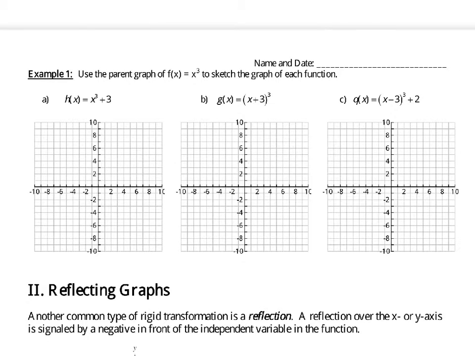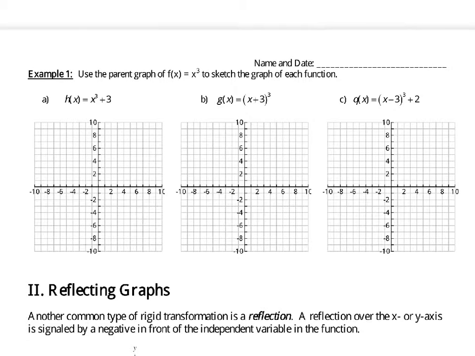Example 1 asks us to use the parent function f of x equals x cubed to sketch the graph of the given. Now, the first thing you need to do is plot the parent on the coordinate plane. And so I've done that for you here, and just to note, some of the key points will be 0, 0, 1, 1, and 2, 8. Now, since this is an odd function, you note that negative 1 is also on the graph, as well as negative 2, negative 8.